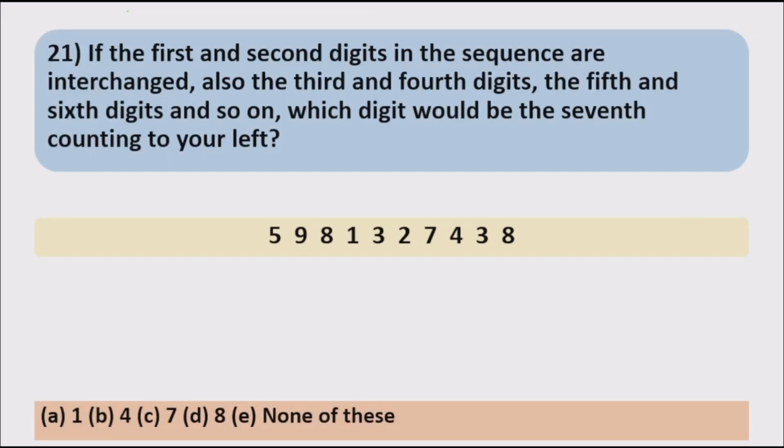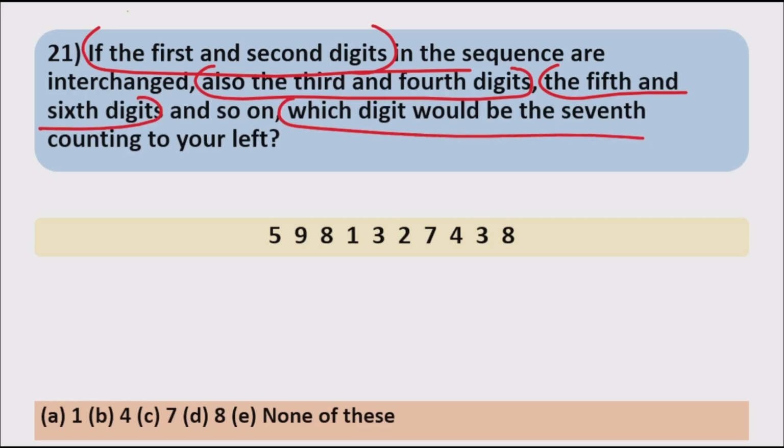Okay, we have a question here. If the first and second digits in the sequence are interchanged, also the third and fourth digits, the fifth and sixth digits, and so on, which digit would be seventh counting to your left? Okay, so what we have here, first and second digits are interchanged. Then third and fourth are interchanged, fifth and sixth are interchanged, and then there's a question.